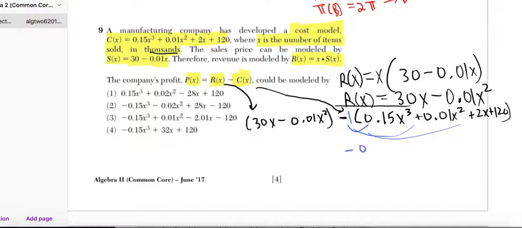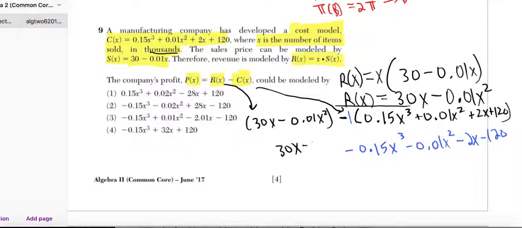So we get negative 0.15x cubed, and I'm going to erase this distribution. We don't need this here. So x cubed minus 0.01x squared minus 2x minus 120. And I'll bring down the other terms. We don't need the parentheses anymore. So we have 30x minus 0.01x squared. Now I just want to combine like terms. 30x and negative 2x are like terms, and I'm going to write the polynomial in standard form, meaning the exponents will decrease from left to right.